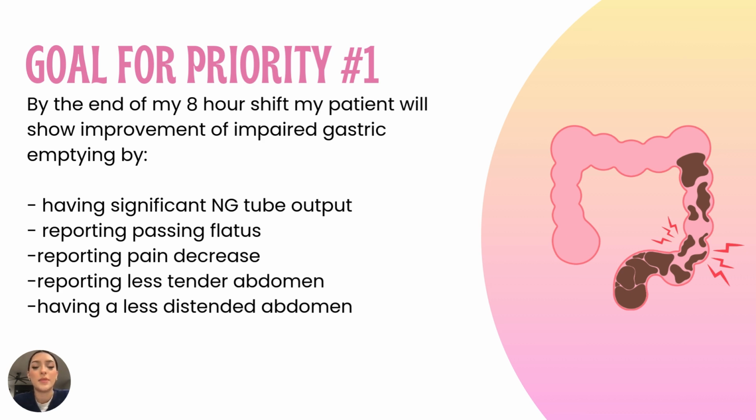So my goal for this priority was by the end of my 8-hour shift, my patient will show improvement of impaired gastric emptying by having significant output from his NG, reporting that he's passing gas, reporting pain decrease, a less tender abdomen. He was having mild tenderness, but even no tenderness would be great. And then having a less distended abdomen.